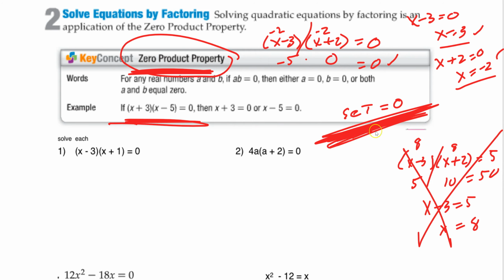So I cannot say that enough. Set it equal to 0. If I had stars or something, I would do that, but I have a highlighter. Boom. Set equal to 0 first. So that's going to be step 1: set equal to 0. And then we're going to factor. And then we're going to split and solve.